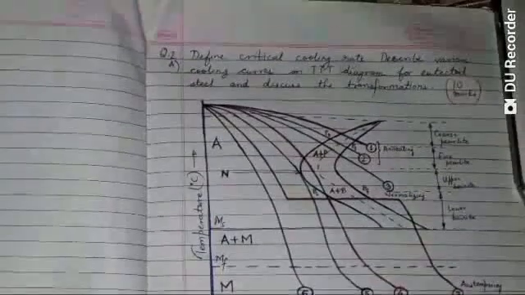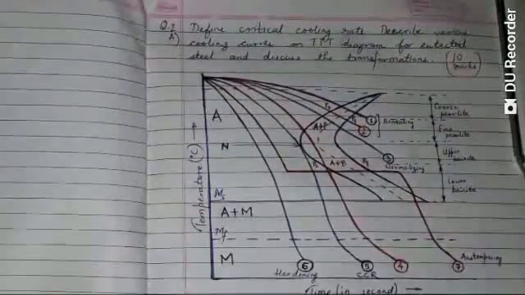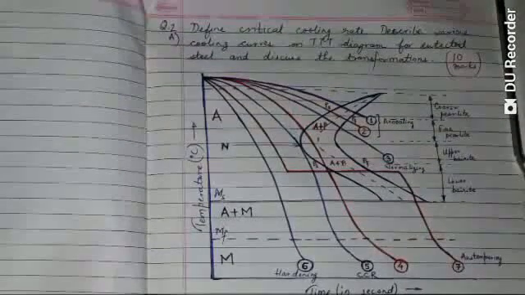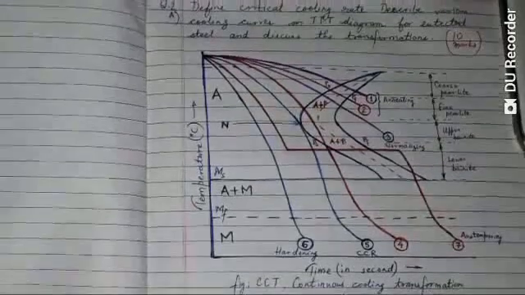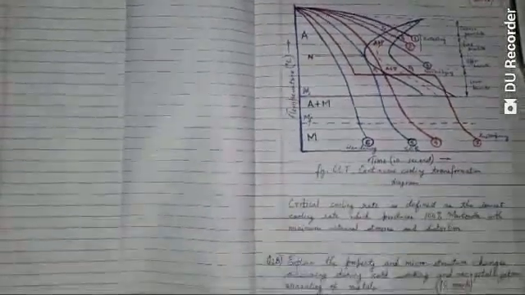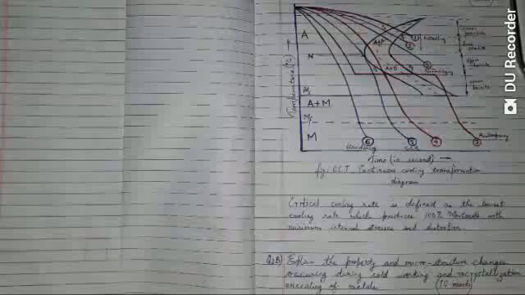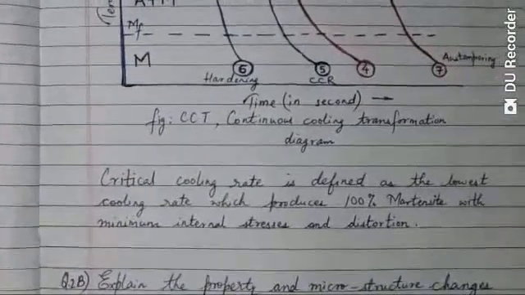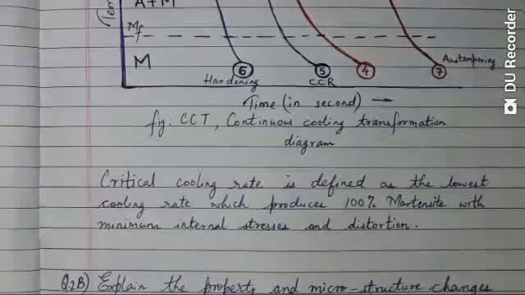Then question number 2a, which talks about define critical cooling rate, describe various cooling curves on TTT diagram for eutectoid steel and discuss the transformation. This is for 10 marks. So what I have done here, I have defined critical cooling rate, which is defined as the lowest cooling rate which produces 100% martensite with minimum internal stresses and deformation.